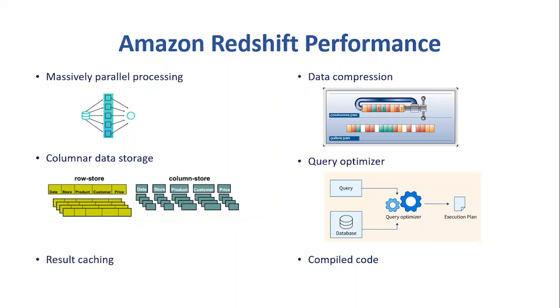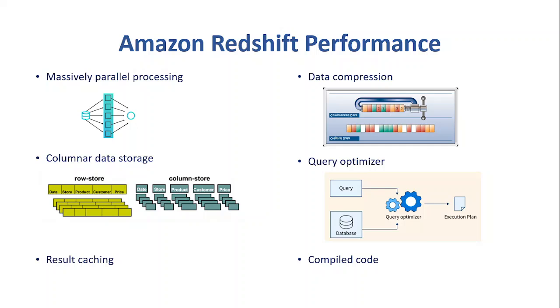So there are various factors. The first one is massive parallel processing. Redshift distributes data across multiple compute nodes, allowing complex queries to process in parallel. Each node runs a query segment on its portion of data, leading to faster results.